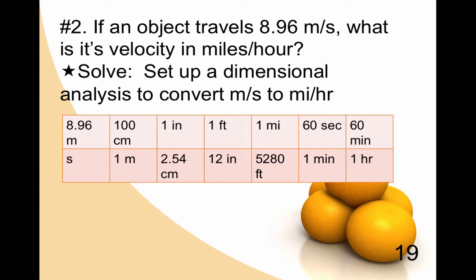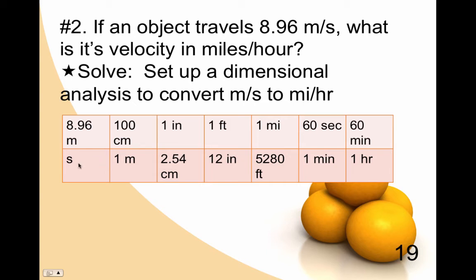Part 2. If an object travels 8.96 meters per second, what is its velocity in miles per hour? You set up a dimensional analysis to convert meters per second to miles per hour. Notice that we start with what we're given, 8.96 meters per second, top and bottom. The meters then transfer down diagonally to the right, and we convert those to centimeters based on the chart you were given earlier. The centimeters then get converted into inches, inches into feet, feet into miles, which is what I want to end up with.